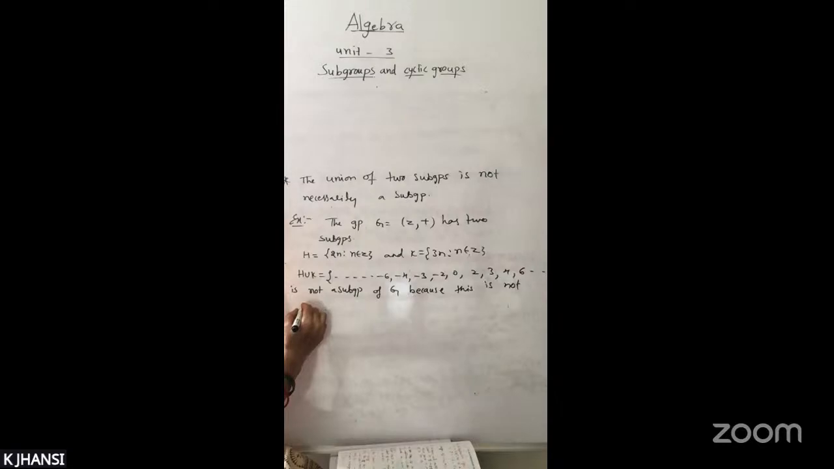Because this is not closed for the operation plus. So whatever this H union K is, it is not closed for the operation addition. That means whenever you do H union K, whatever resultant you get does not satisfy the closure property. You can take any one example here from the given two sets only.